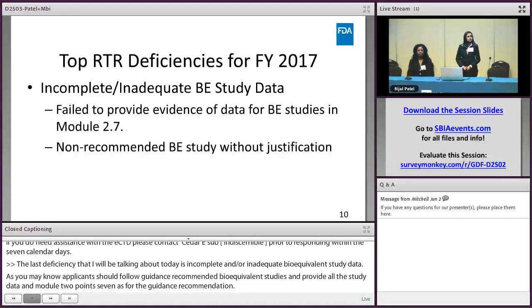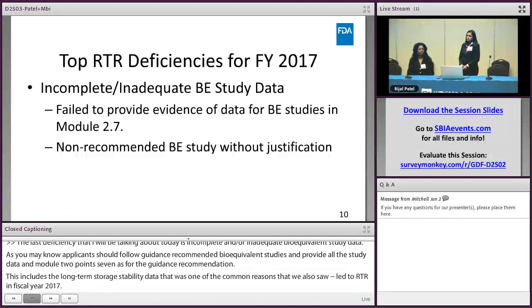When applicants conduct studies that are not recommended in the bioequivalence guidance, justification must be provided for the deviation from the FDA guidance recommendation, along with all the study data in Module 2.7 as per the guidance recommended tabular format.